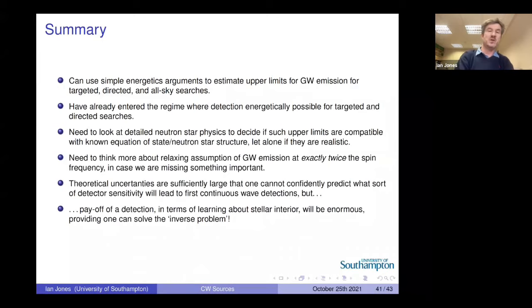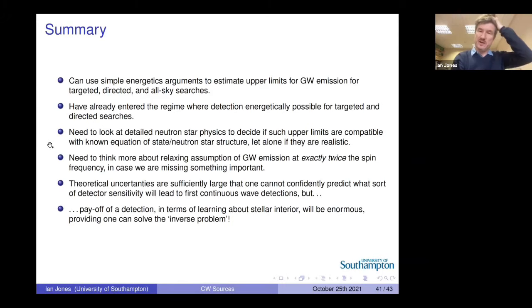So the first thing that we did was use some simple energy-based arguments to get upper limits on how strong gravitational waves might be. And the arguments ran differently depending on whether we're talking about targeted searches for things like the Crab, directed searches for things like, say, the Cassiopeia A supernova remnant, or all-sky searches. But one of the takeaways from that was that the LIGO-Virgo results are already interesting and have been interesting for some years now, inasmuch as it would have been energetically possible to have seen something. We haven't, but it would have been possible.